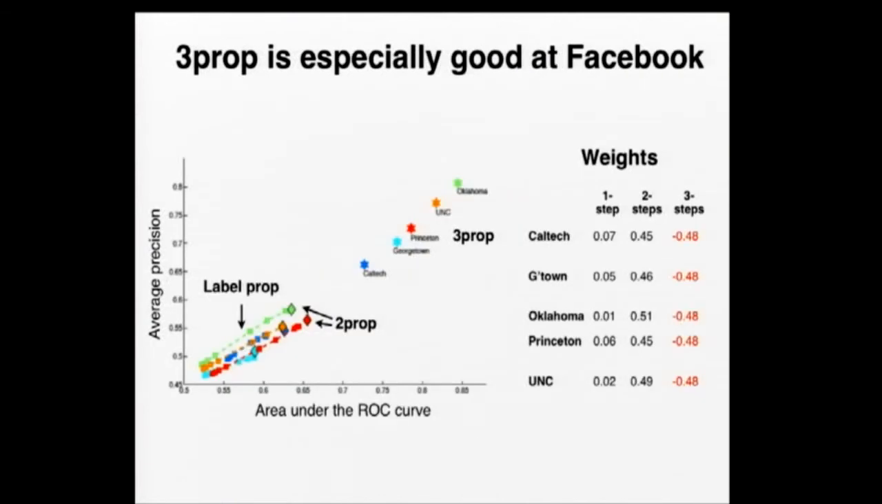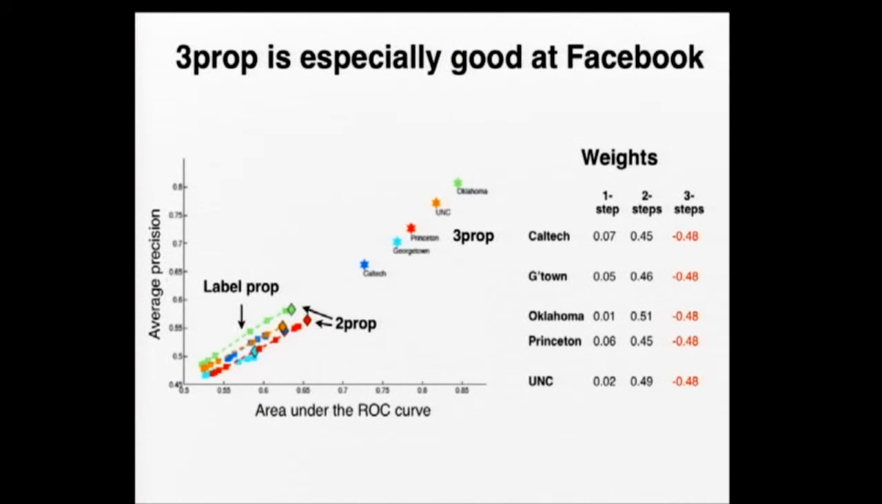But what we did especially well at was predicting gender on Facebook. So here, what I've shown is the area under the ROC curve. This is one way of measuring performance, and average precision is just another way of measuring performance. In this case, they're fairly similar in what they come up with. And these lines here, this is as well as you can do with label propagation, just varying that restart probability parameter throughout its entire range. Then this is with 2-prop, where we just assign weights to the first two networks, and this is with 3-prop, and so this is the performance we got on all the five networks.